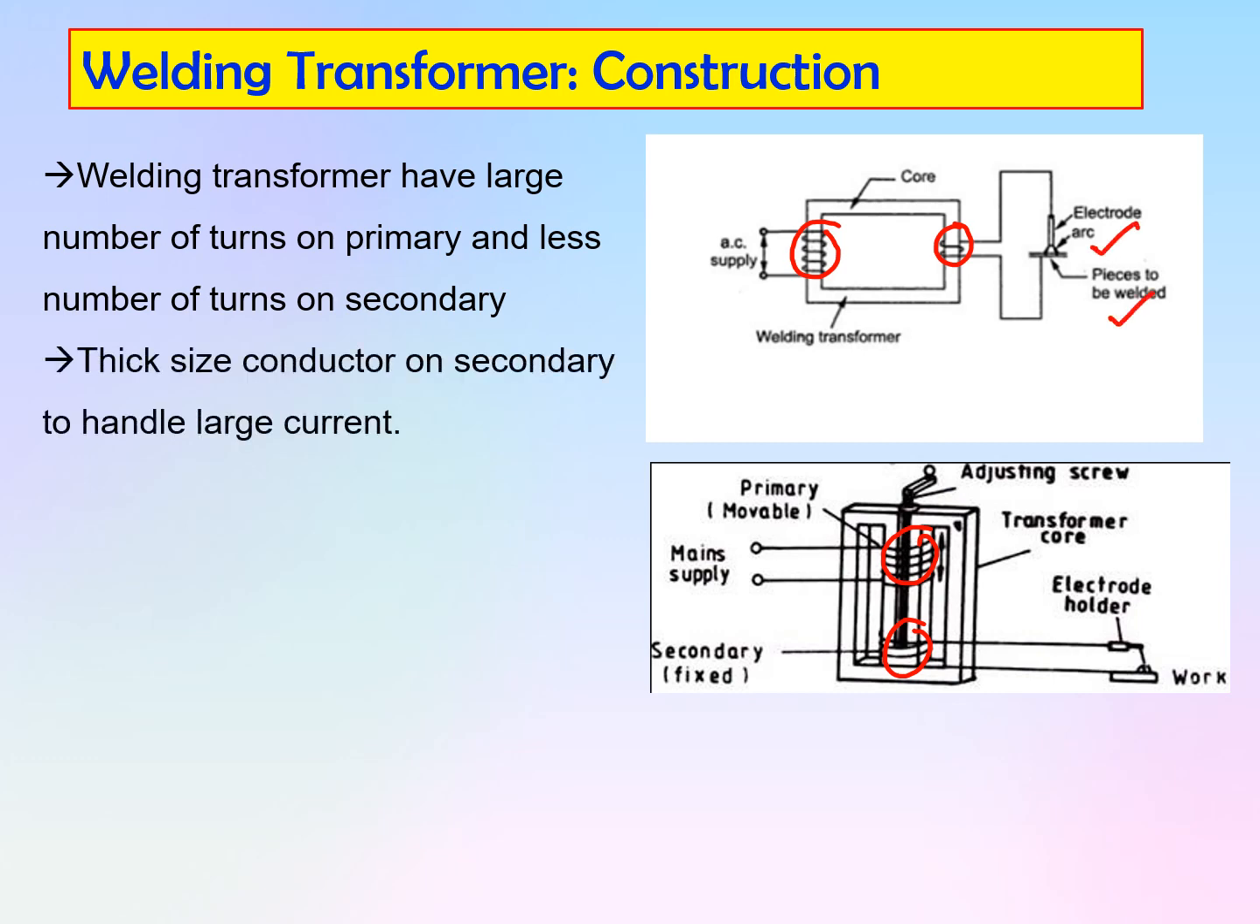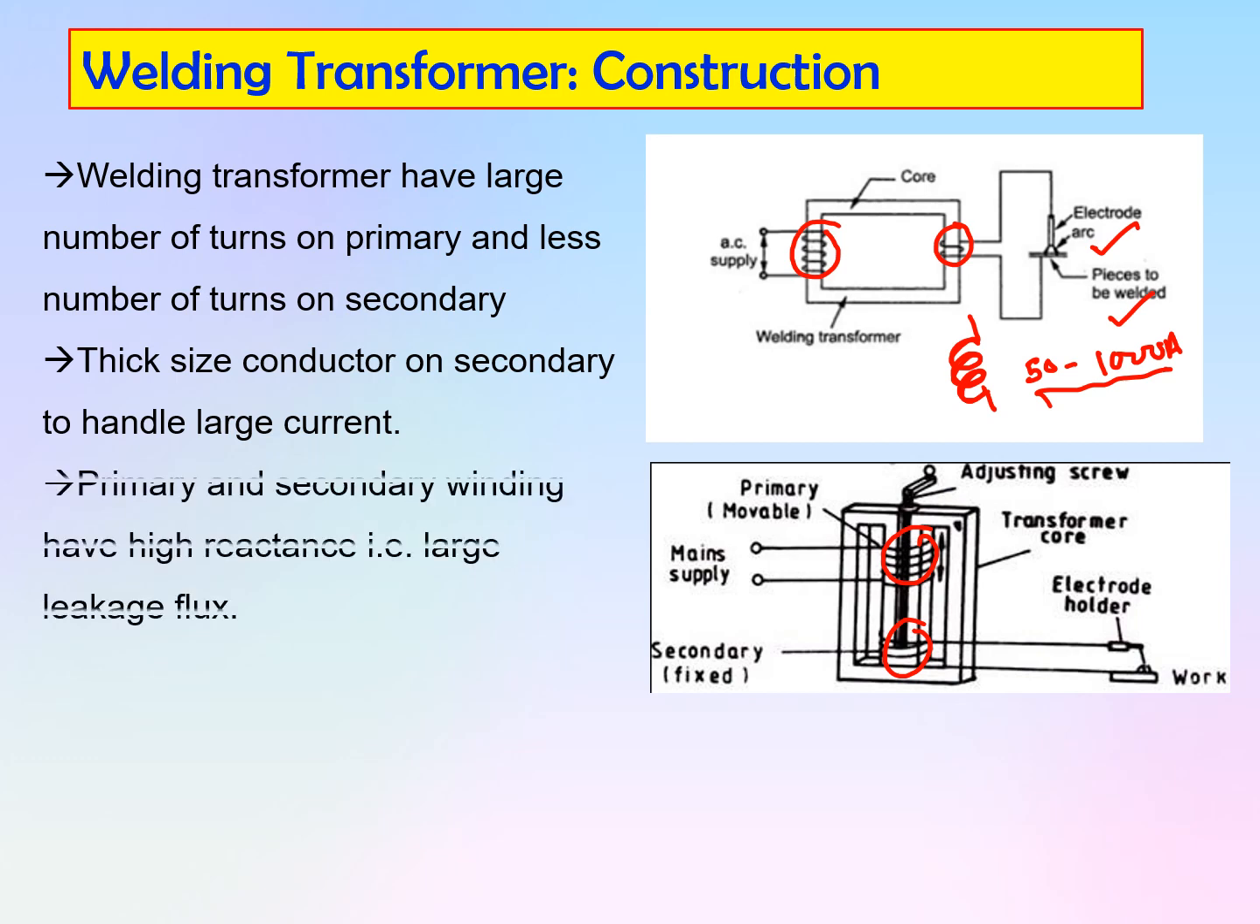The conductor on the secondary side is of thick size. Here the conductor size on the secondary must be very thick. Why do we require a thick size of conductor over here? Because it must be able to handle 50 to 1000 ampere of current. To handle this much amount of current, the secondary winding must be capable. Hence, the thickness of the secondary winding is larger, as the current rating of the conductor is proportional to the thickness of the wire.